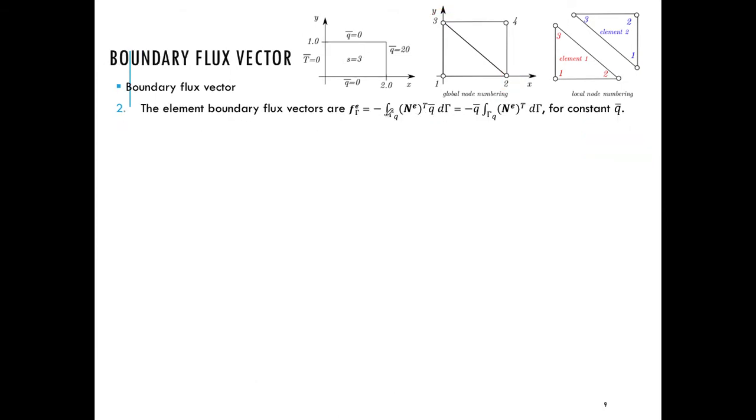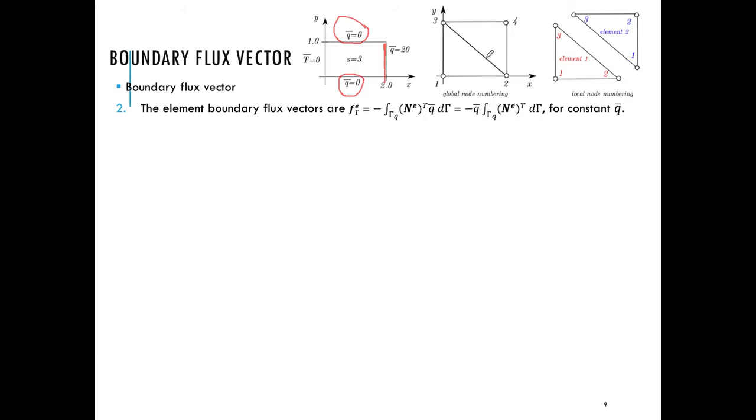That has an expression given right here, like so. Now in this, again, our applied flux Q bar is a constant. These constant values are known to us. So we can take it outside the integral, so we only end up with the line integral or the surface boundary integral of the shape functions. Secondly, note that our Q bar is 0 for this boundary and 0 for this boundary. That means for those boundaries we have no boundary flux at all. It's just 0. So it's only non-zero right here, for this part of the boundary, only this part of the boundary.